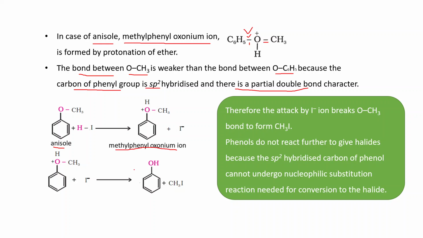In the second step, this I minus will attack or react with this. This bond will be broken down, and I minus will go to CH3, and we will get phenol and CH3I. Therefore, the attack by I minus breaks the O-CH3 bond to form CH3I. Phenols do not react further to give halides because the sp2 hybridized carbon of phenol cannot undergo the nucleophilic substitution reaction needed for conversion to the halide.